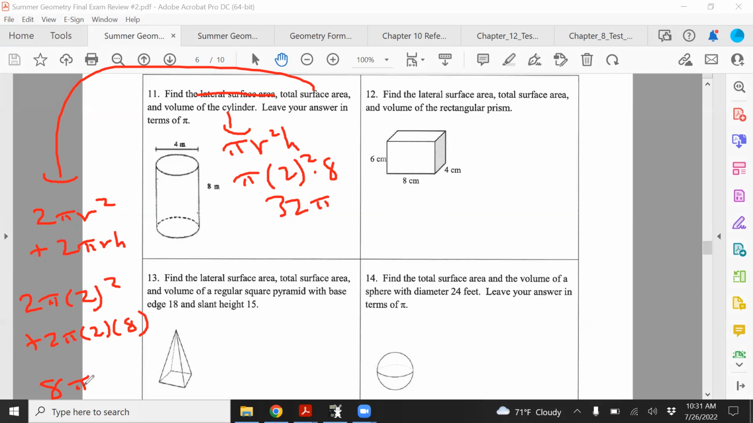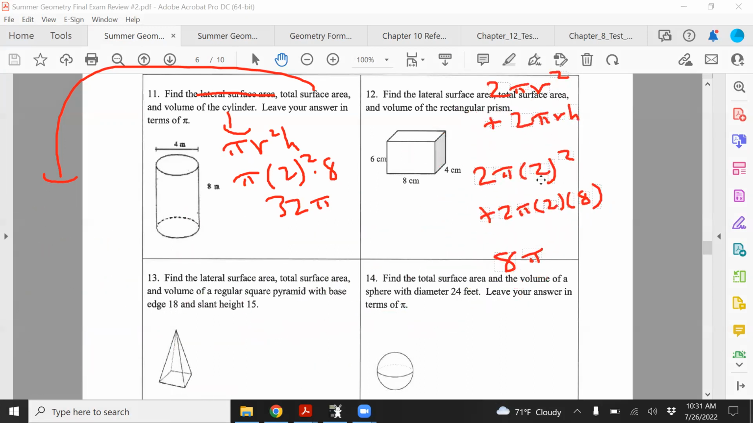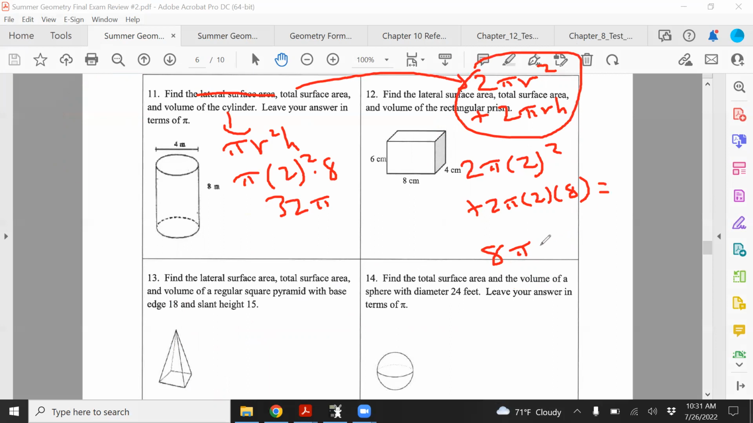But you guys can't read that. Wow. Okay, let me move that over. Hold on a sec. So that's a formula. All that equals 8 pi plus 32 pi, which is 40 pi. Okay, so it's 40 pi for that one.